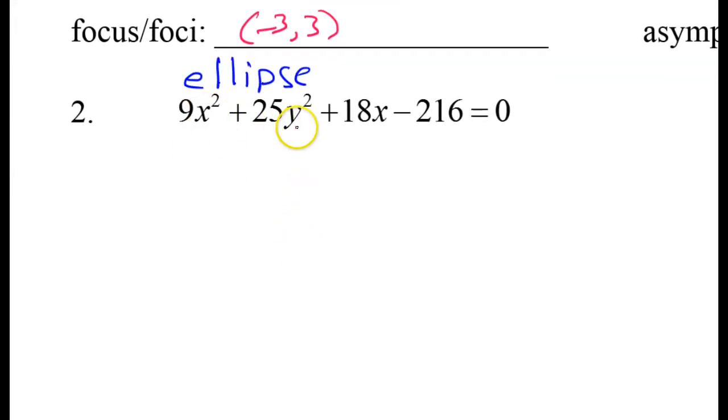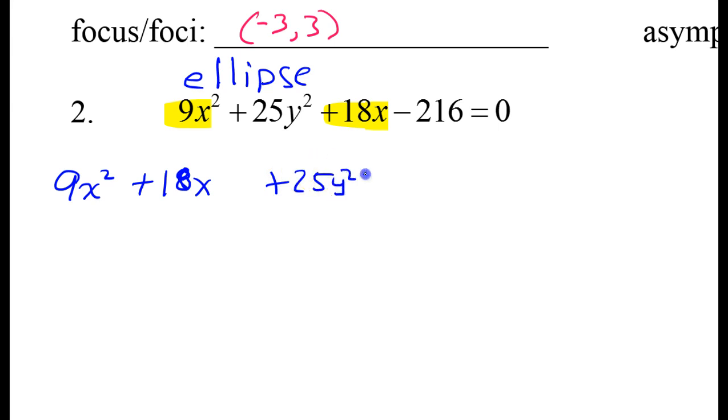This one is going to be an ellipse. So in order to rewrite this in standard form, I need to group my x terms together. There's only one y term, so I don't have to worry about that. So when I begin to rewrite this, I will write 9x squared plus 18x. And then I will put the plus 25y squared. This negative 216 will have to be added to both sides, so it's going to wind up over there.